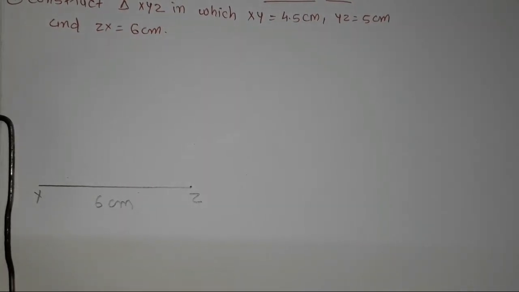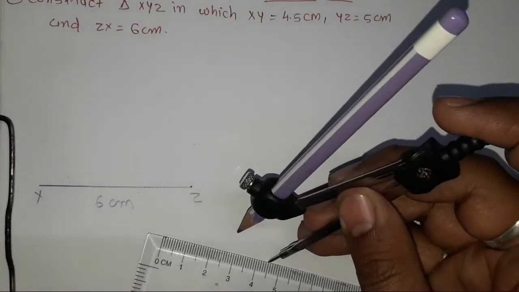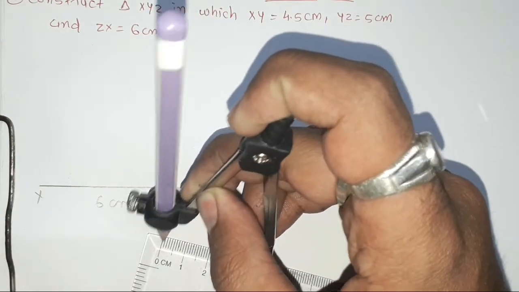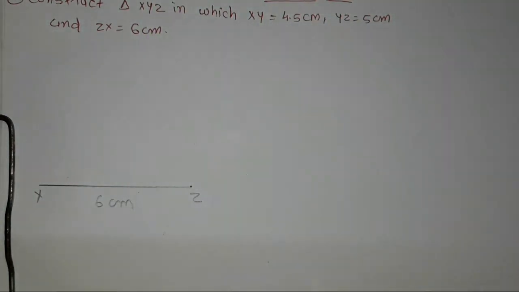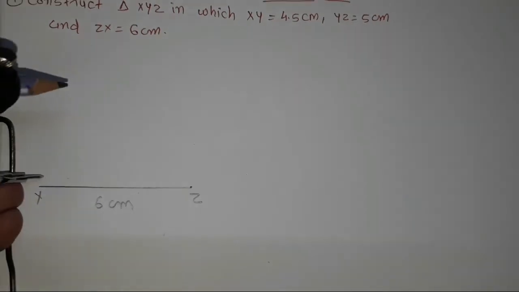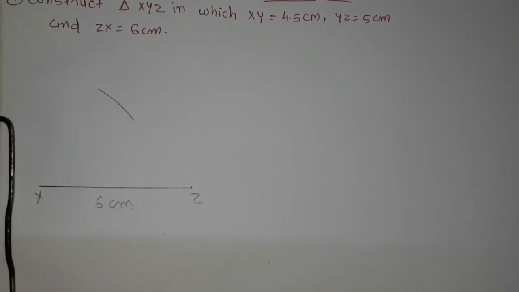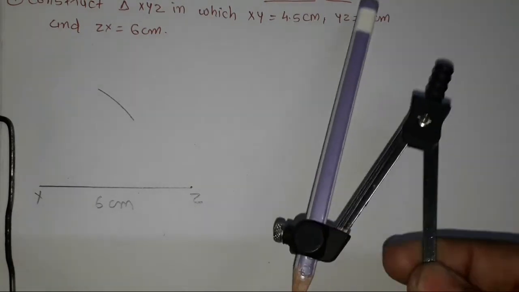Now what we have to do: the measures of XY and YZ are given to us. So for that, as we discussed, in our compass we will take a measure of 4.5 centimeter, which is the measure of XY. X is already there, so I will take this point X as a center and draw one arc. Similarly, the measure of YZ is given, so point Z I have but not Y.